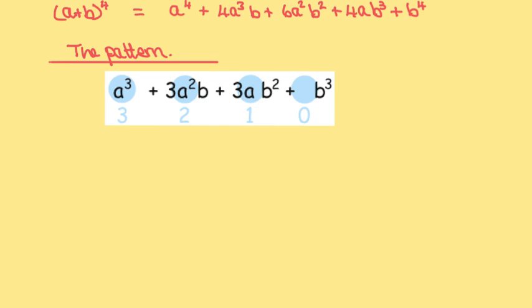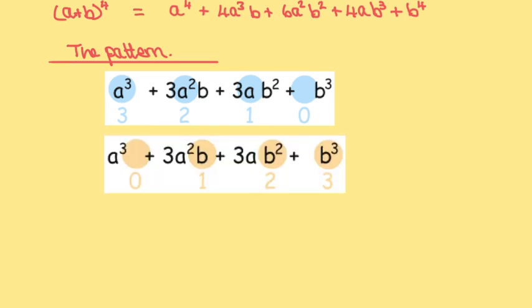This is the expansion for a plus b cubed. We notice that the powers of a start at a cubed, then go to a squared, then a to the power of 1, and then a to the power of 0. We don't write a to the power of 0 because we know it is 1. The powers of a are in descending order, starting at 3 and finishing at 0.